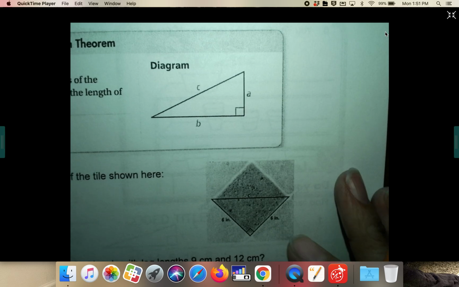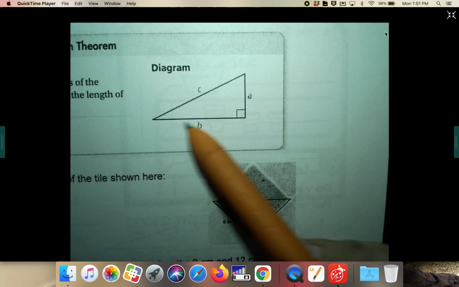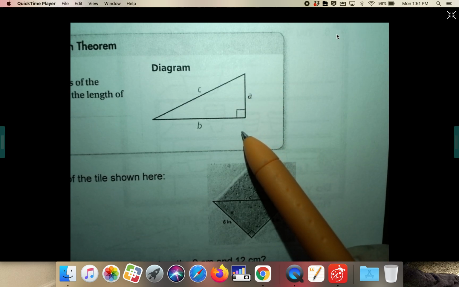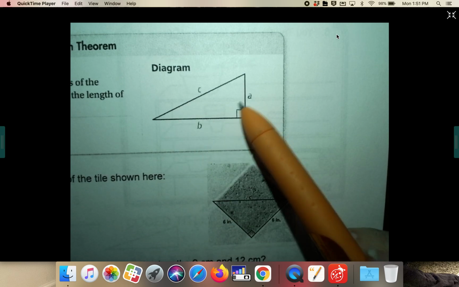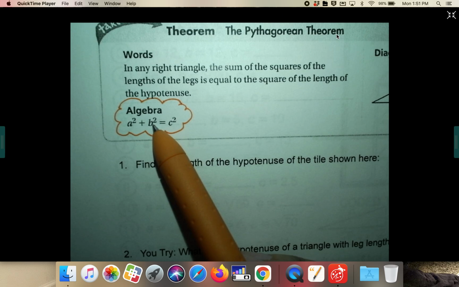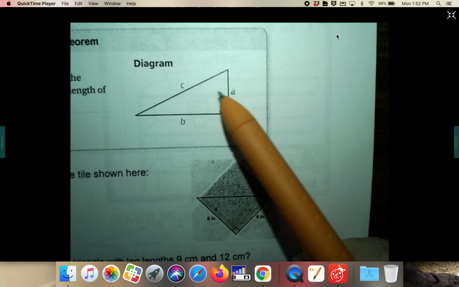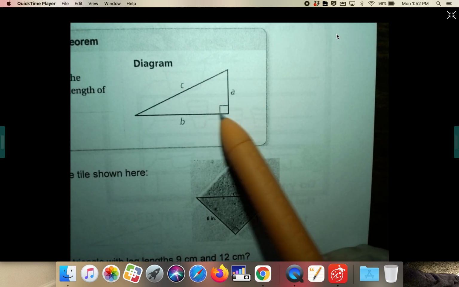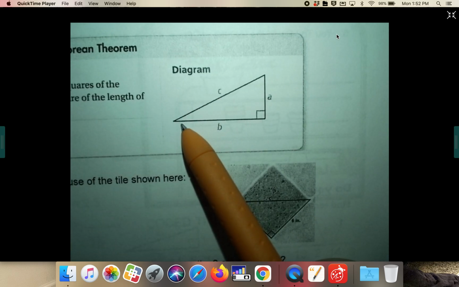In this diagram, you have an A, a B, and a C. And I want you to notice specifically that the A and the B are the two legs. So A is the short leg and B is the long leg, but really it doesn't matter because if I added 1 plus 2, it's the same answer as 2 plus 1. So when you're adding, it doesn't matter which one you make your A and which one you make your B, as long as you know that they are the legs. Okay, and then they equal c squared, and c has to be the hypotenuse.